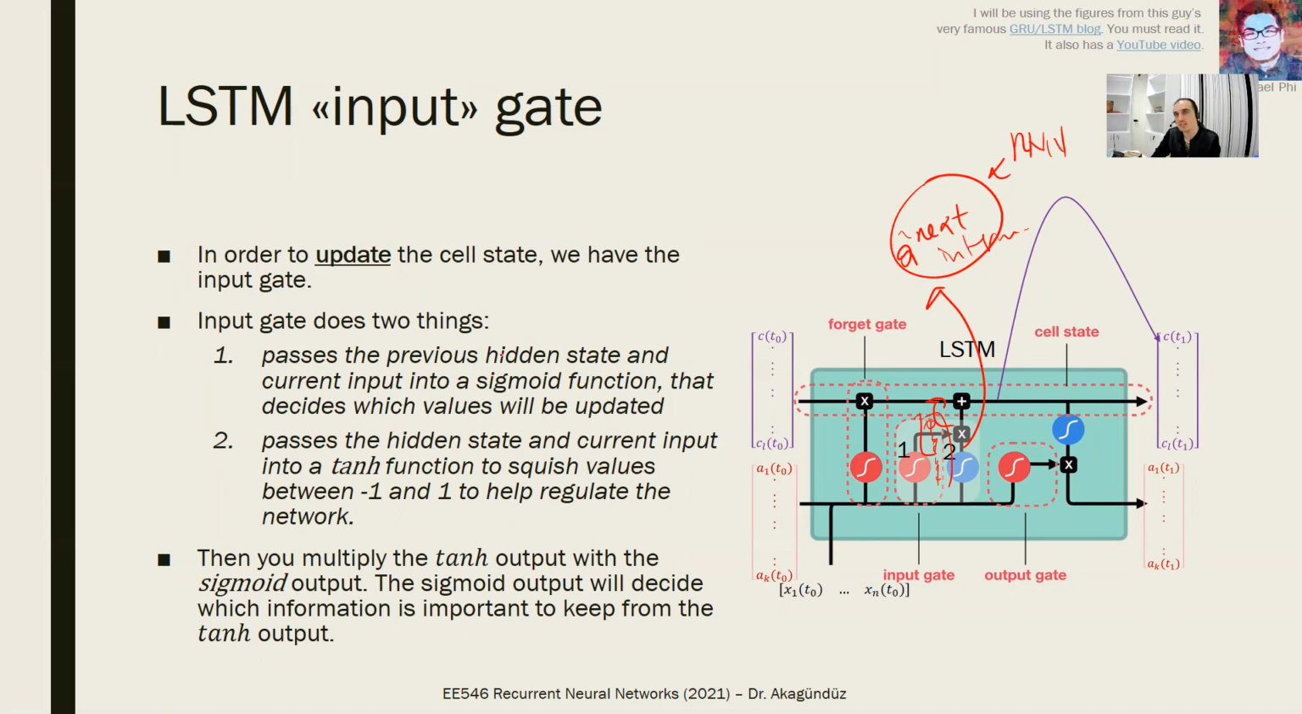So the input gate does two things. It passes the previous hidden state and current input to a sigmoid function that decides if the value is going to be updated. And it decides what is to be passed using the tanh function. Since it's the tanh function, it is regularized between -1 and +1. So it is like a kind of intermediate hidden next state, and we decide whether we are going to add it to the cell state or not.